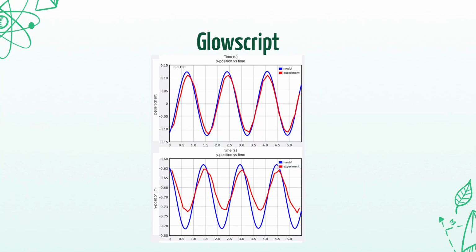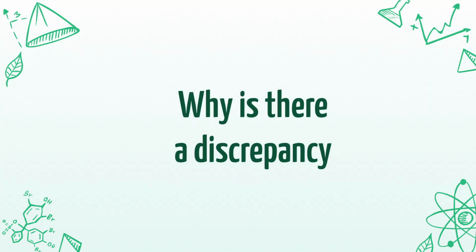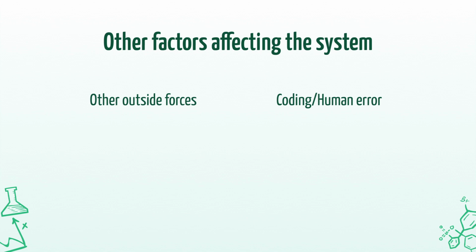Okay. And then here is the data for the X and Y position from the experiment compared to the model. As you can see, there are slight discrepancies, but they are relatively close. So why is there a discrepancy? There could be several things affecting it, such as other outside forces in the video, as well as some coding and human errors, such as in tracking or typos during coding.